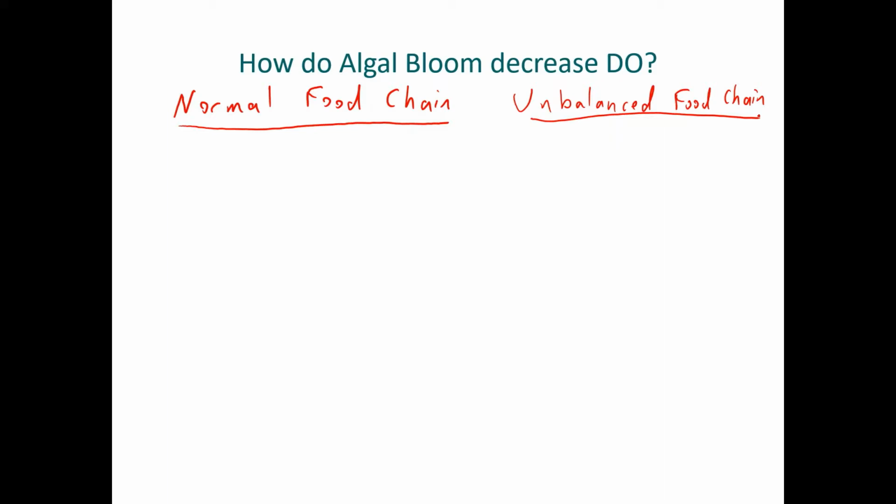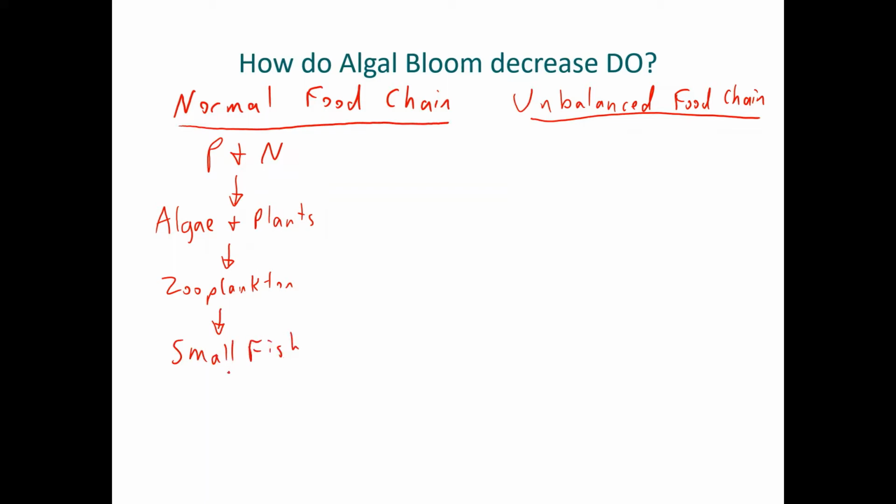So normal food chain: you can imagine there's always a little bit of phosphorus and nitrogen in the environment, right? And this is going to promote growth of algae and plants. And so the algae and plants are going to feed your small organisms, your zooplankton. And that's going to feed your small fish, and probably lead to bigger fish and so on. So if there's a good balance, you can end up with a good diversity of fish species, and they're going to be healthy and not too much and all that.